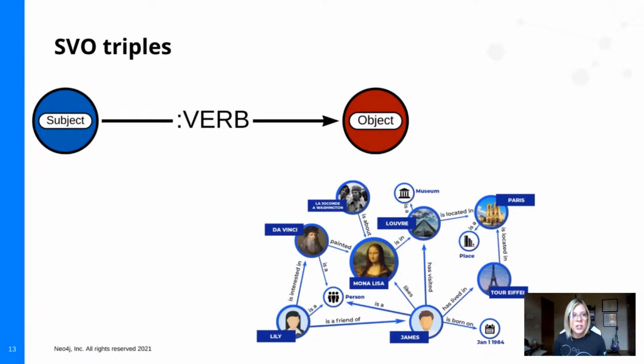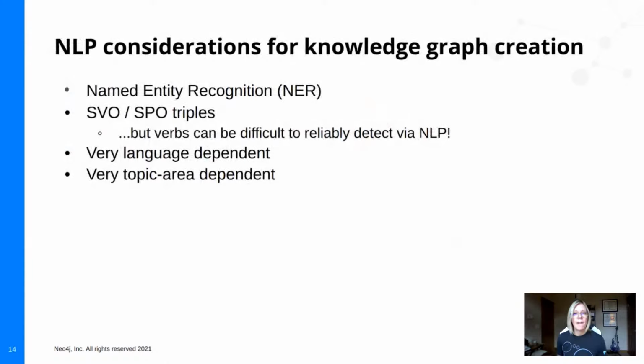So again, Da Vinci would be our subject. Verb is painted. Object is Mona Lisa. So we're going to call these SVO triples. And I'll show you a way to extract these in a bit. Okay. When we do NLP, there's a whole bunch of ways to do NLP, and this is why NLP experts are really valuable in this process.